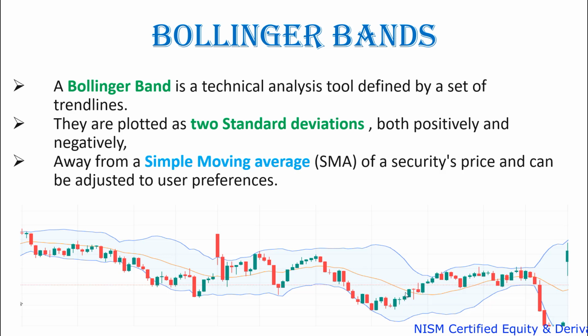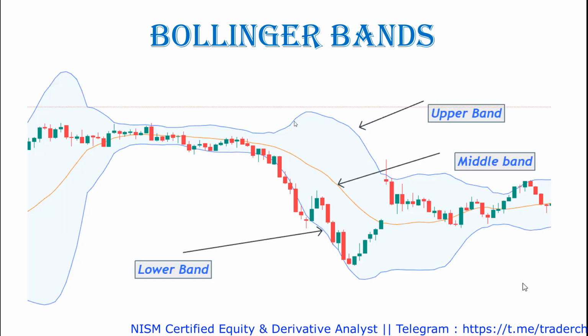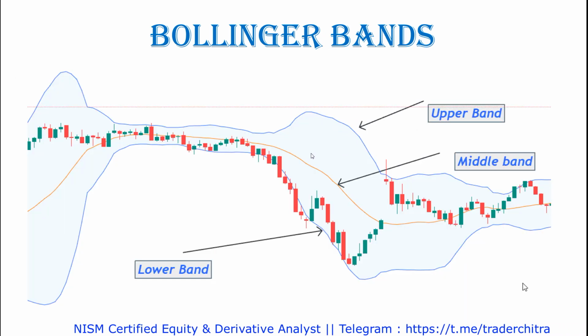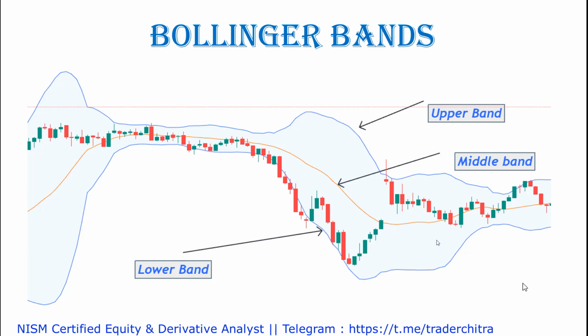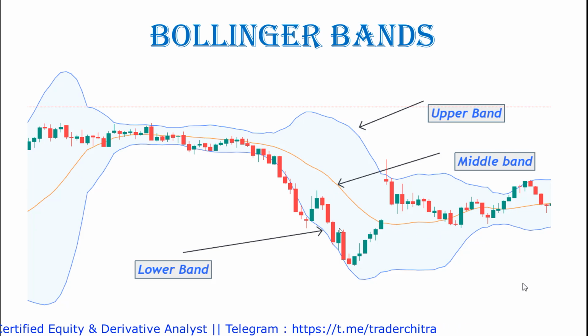This orange line is the simple moving average of a security's price and can be adjusted according to the user's preferences. The blue line above is the upper Bollinger Band. In between, this orange SMA is called the middle Bollinger Band. The lower blue line is called the lower Bollinger Band.